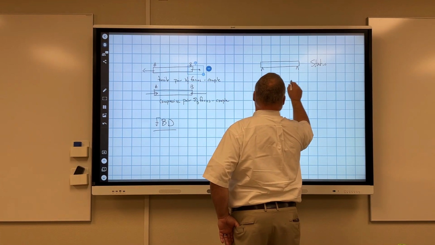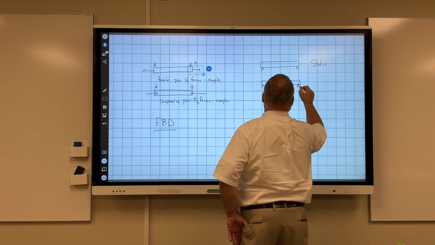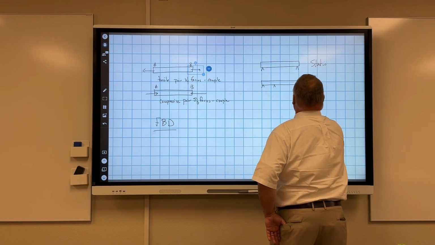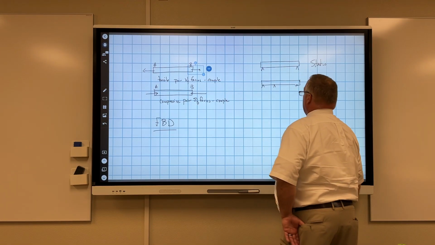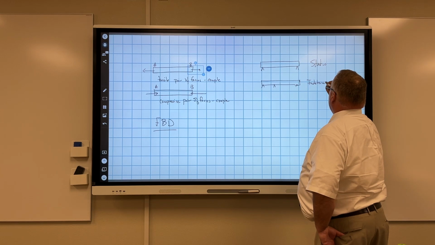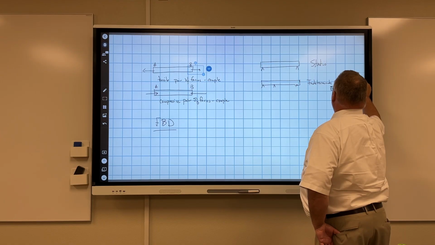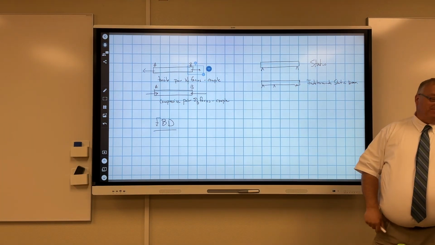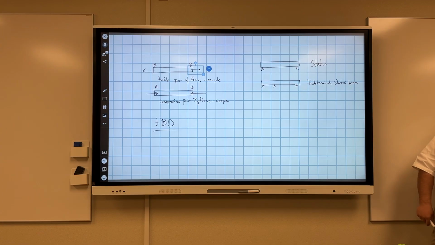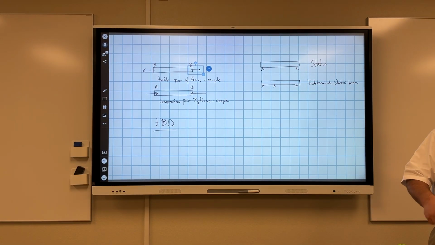Okay, if we have a beam that looks like this, where we have a support here, and a support here, this is called an indeterminate static beam. What's the difference between the two? Unbalanced supports? Unbalanced supports. So what does that mean about the forces? Not balanced. Not necessarily not balanced, they're going to be unequally distributed.